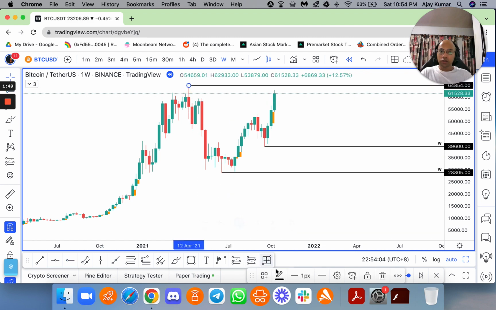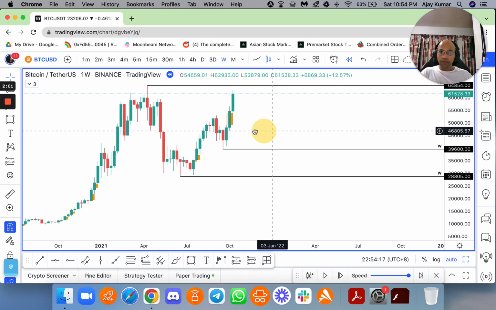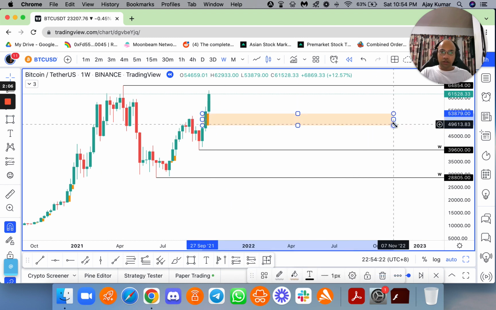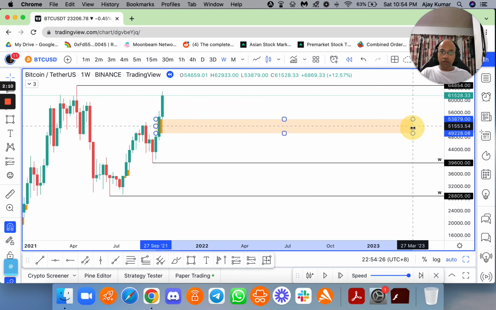Okay, so let's do this. So all the wicks have been marked. Okay, now let's mark out the fair value gaps. There's a weekly fair value gap, and yeah, that's a weekly fair value gap.